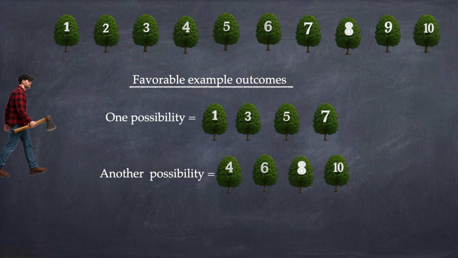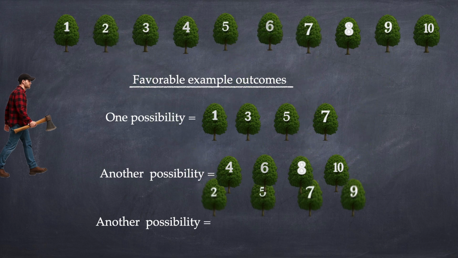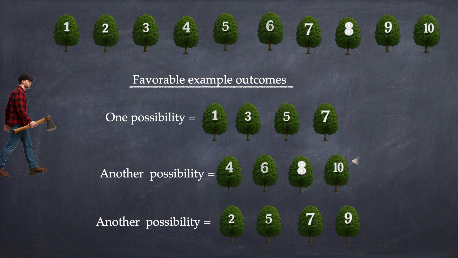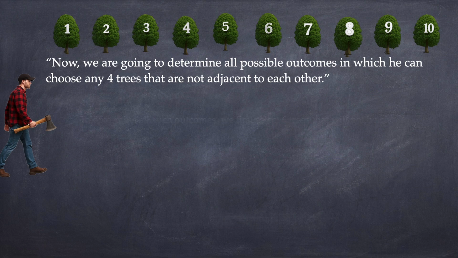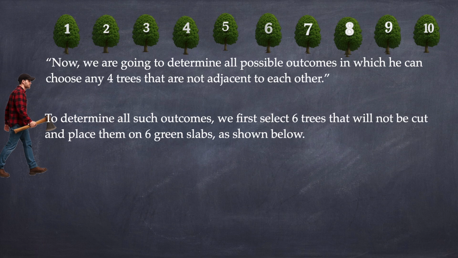The objective is to determine the number of ways to select 4 trees from a linear arrangement of 10 trees, with the constraint that no 2 selected trees can be adjacent. In this context, a favorable outcome is defined as any selection that satisfies this non-adjacency condition. Let us discover all such favorable possibilities.